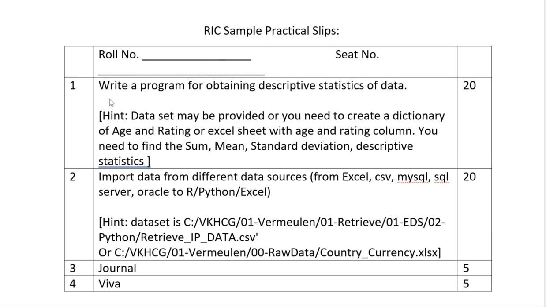Now, the first question is write a program for obtaining the descriptive statistics. So what you have to do, you have to prepare a data set for age and rating. It may be given in an Excel sheet or you may prepare two columns, one for age and one for rating, and you can provide the sum, mean, standard deviation and descriptive statistics. It can be done in Python as well as Excel. So I hope the first question is clear to all.